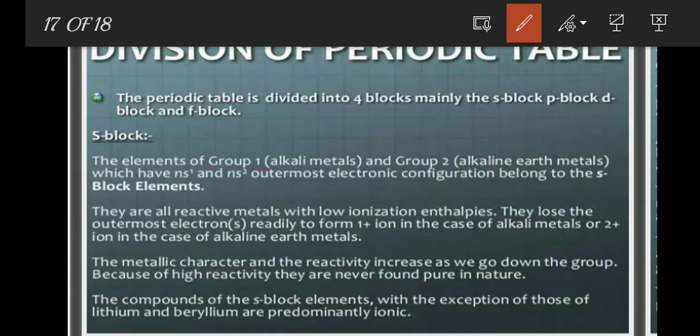The elements of group 1 and group 2. Group 1 is called alkali metals and group 2 is called alkaline earth metals, which have ns1 and ns2 outermost electronic configuration, belong to the s block elements. Therefore, the general electronic configuration is ns1 to 2.